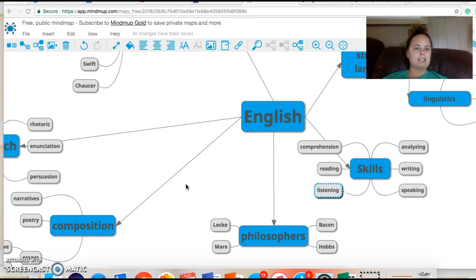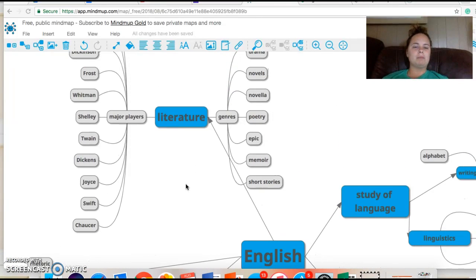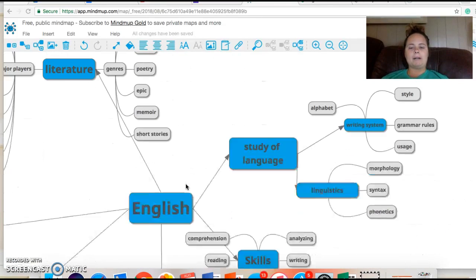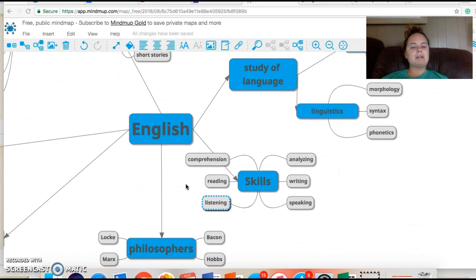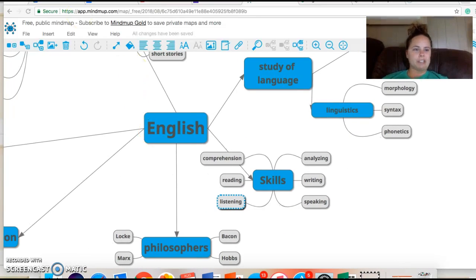So this is my concept map. This is kind of what I've come up with for what comes to mind when I think of English and English studies.